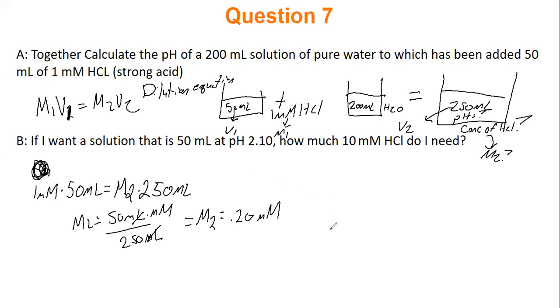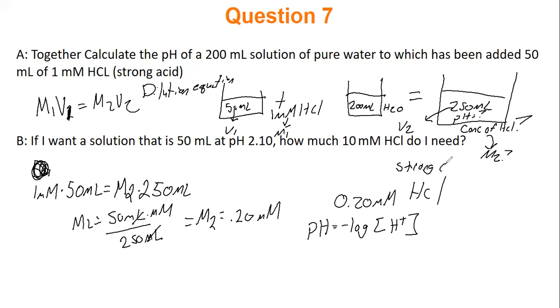So I have a solution that is 0.20 millimolar HCl. So let's calculate the pH. Remember, pH equals minus log of hydronium concentration. HCl, if you remember from Gen Chem, is called a strong acid. A strong acid dissociates 100%. So this whole concentration is going to be hydronium. So pH equals minus log.